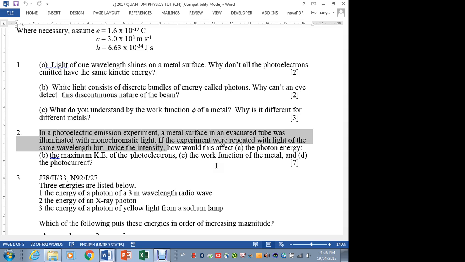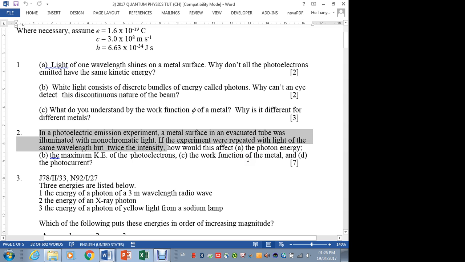Okay, right. So in the whole chapter, this one you must be able to answer, because the whole idea of the photoelectric effect is to show the particle nature of light, which means that the energy of a photon, as calculated by Planck, is E equals hf. So if you increase the intensity, do you change f? You don't. The frequency stays the same, so A, the photon energy, must stay the same. The work function of the metal depends on the metal. Changing the intensity does nothing. So A and C stay the same.